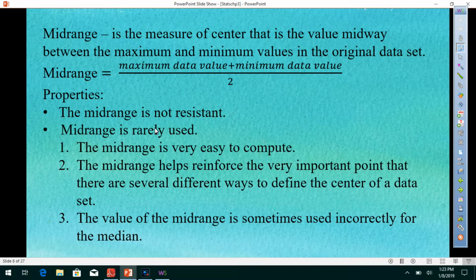Mid-range is the measure of center, that is, the value midway between the maximum and minimum values in the original data set. Mid-range is maximum data value plus minimum data value divided by 2. Properties. The mid-range is not resistant. The mid-range is rarely used. The mid-range is easy to compute. The mid-range helps reinforce the very important point that there are several different ways to define the center of the data set. The value of the mid-range is sometimes used incorrectly for the median.